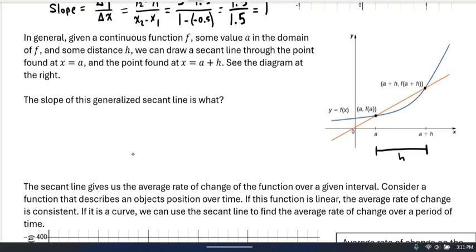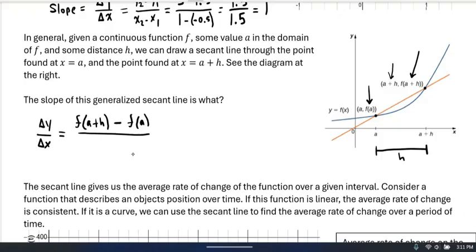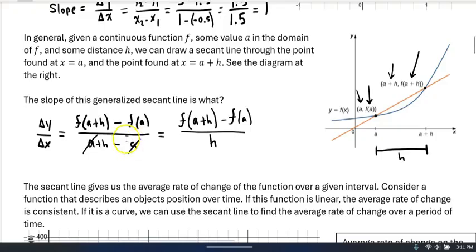So what is the slope of this secant line? Well, let's do the same thing. The change in y over the change in x. We're going to take the y value of the second point, that's f of a plus h, meaning whatever the function value is at a plus h, minus the y value of the first, which is f of a, all over the change in x, which is a plus h minus a. Quick simplification, we get f of a plus h minus f of a. In the denominator, you can see the a's cancel out, and we're just left with h. Okay, so that's what it is.